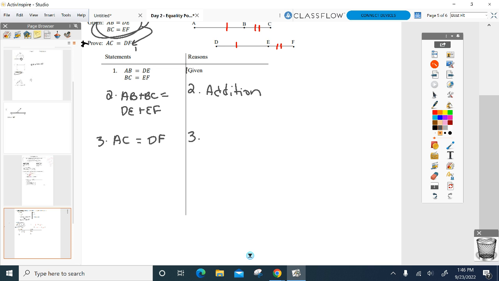And what do you think gives me the right to do that? I'm plugging it in. Substitution. And is this my proof statement? Yes, it is. So notice how I went from the given, the starting point, to what I needed to prove, my endpoint. And I needed addition and substitution to connect it all.